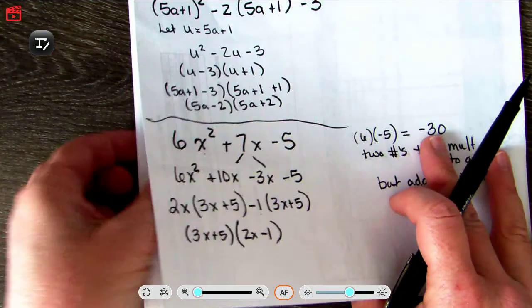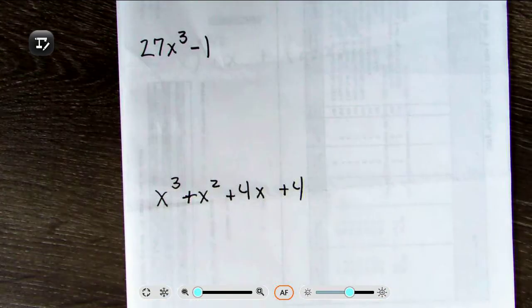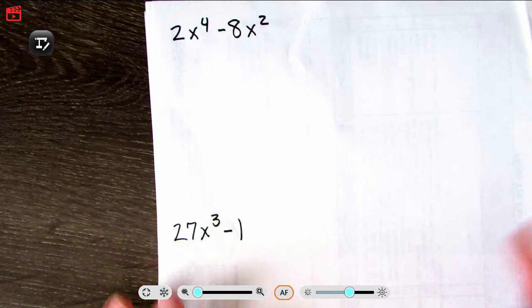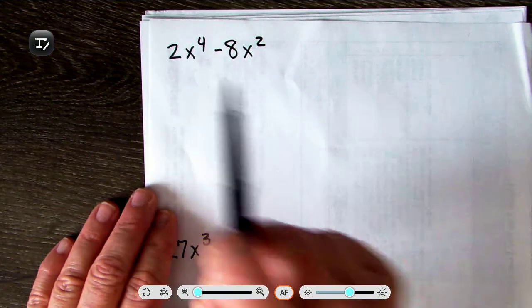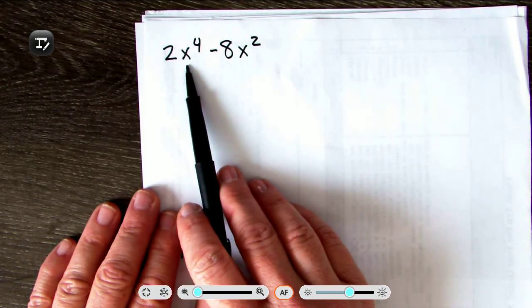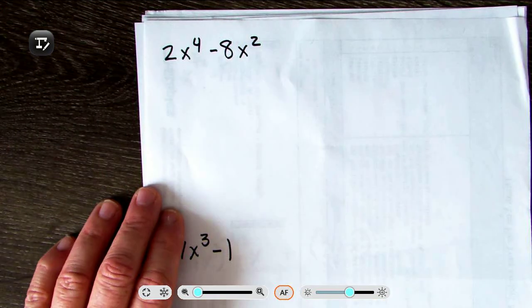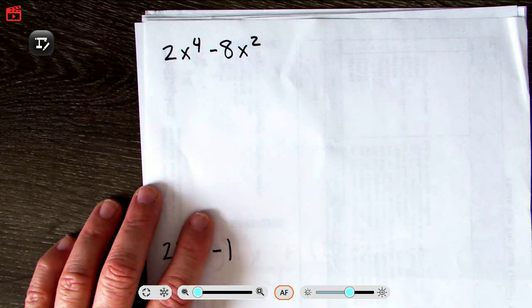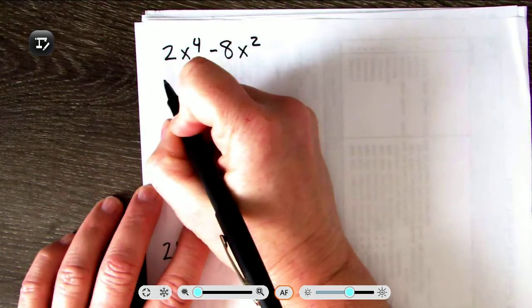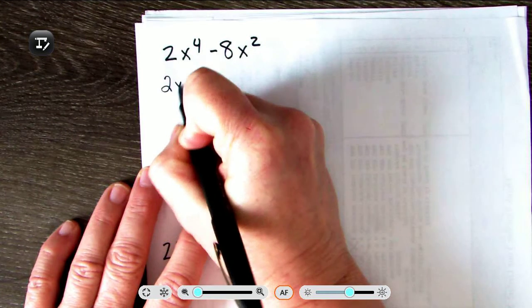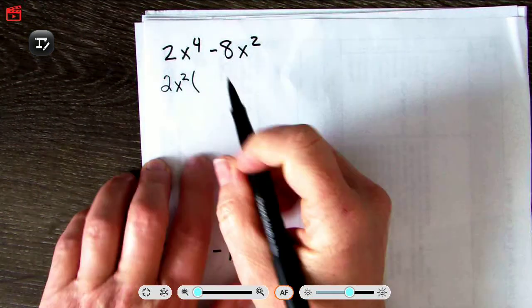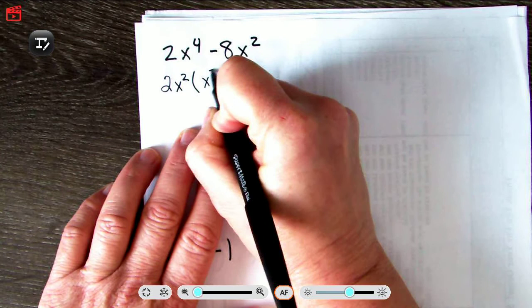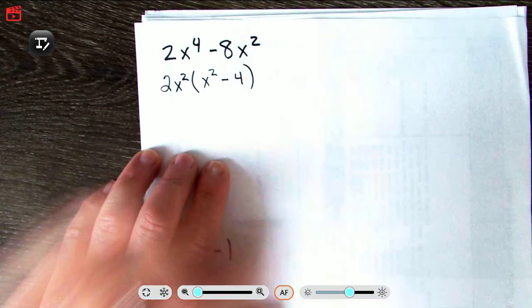All right, let's move on to a few more. Hopefully these will go a little faster for us. I have a couple more yet. This page should go pretty quickly. Here we have 2x to the 4th minus 8x squared. Again, back up, and first thing we should look at is whether there is something we can pull out of everything, and there is. So I'm going to pull out that 2x squared, and I'm left with x squared minus 4.